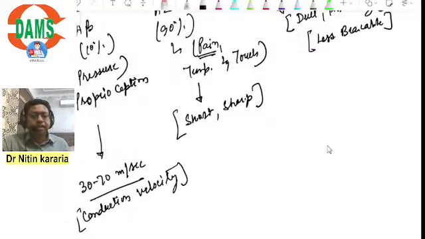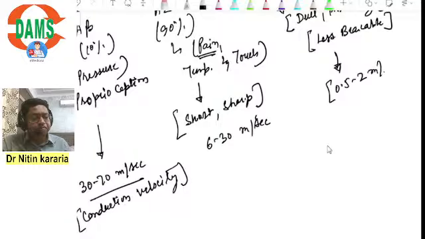Velocity for them. A delta fibers have a conduction velocity of 6 to 30 meters per second, and C fibers are the slow conducting ones, with a conduction velocity of 0.5 to 2 meters per second. Okay, these are the three types of sensory fibers present in the dental pulp and their characteristics.